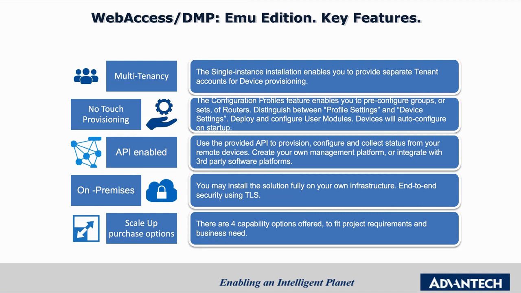WebAccess DMP is software that runs on the cloud. The cloud edition is called Eagle, but in this package what you buy is the EMU edition. The EMU edition allows you to install and run this software on your own server-side infrastructure. There are 4 options available for you to purchase so that you can start small with small projects and then scale up. This particular package gives you a license for 50 connected routers in your on-premises installation.